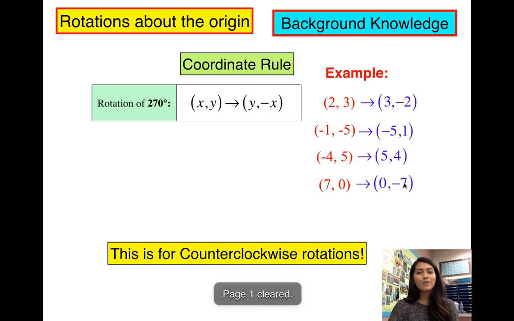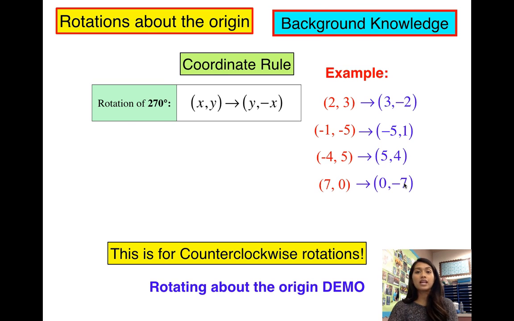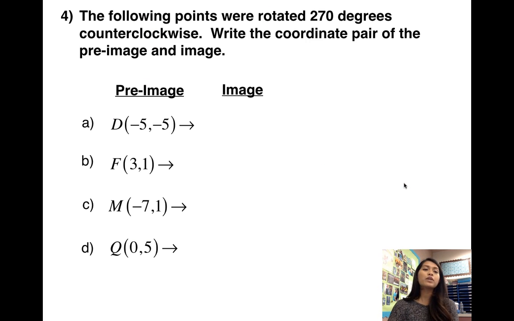Okay, so now that we've practiced that in isolation, let's go ahead and move on to the next portion. For number 4 here, it says the following points were rotated 270 degrees counterclockwise. Write the coordinate pair of the pre-image and image. So already they gave us the pre-image, so our job is to find the coordinates of the image.